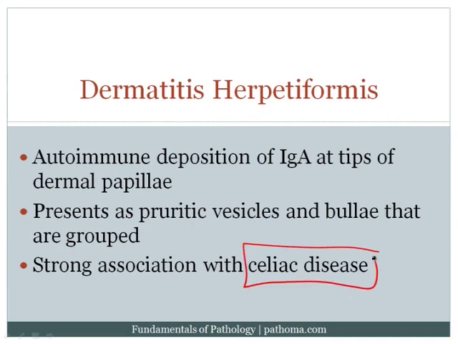This is very high yield. The IgA antibody that was depositing at the tip of the dermal papillae, these are antibodies against gluten that cross-react with reticulin fibers that attach the basement membrane to the dermis. And that's particularly high yield because if you treat the celiac disease with dietary control, in the same way that the celiac will resolve, the dermatitis herpetiformis will also resolve.